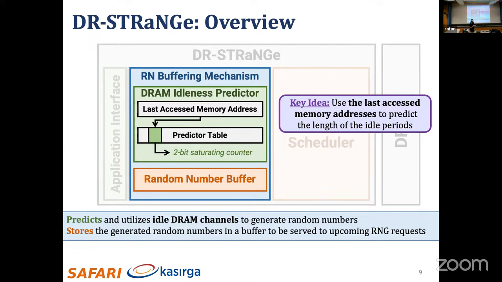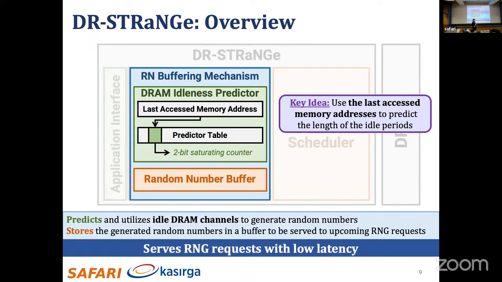Because what we want to do basically is avoid the short idle periods because potentially they could lead to more RNG interference. And by accurately predicting idle period lengths, we can choose long idle times to generate random numbers and reduce the RNG interference.